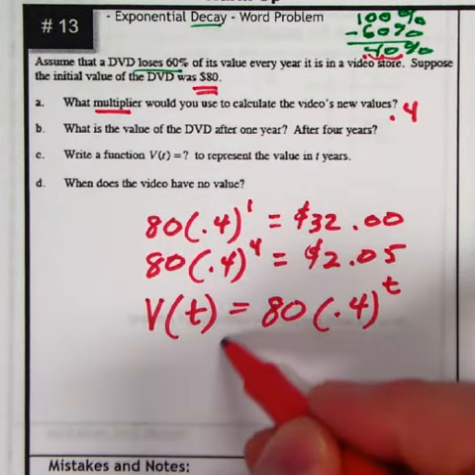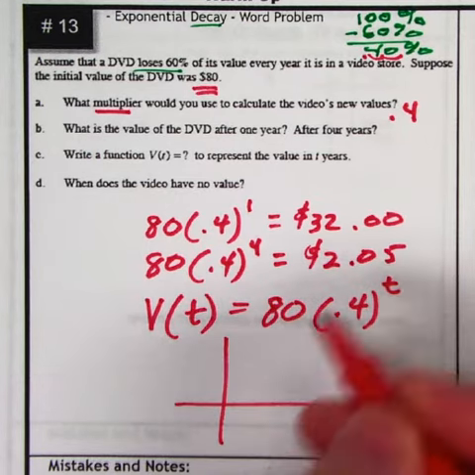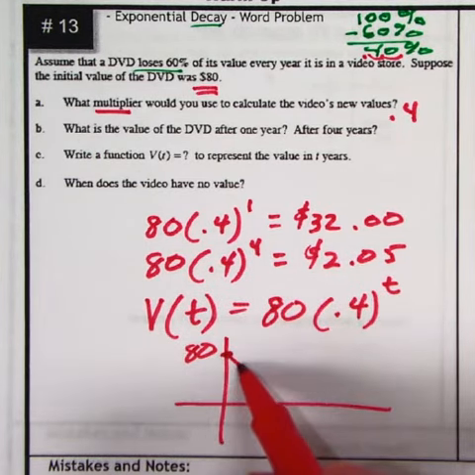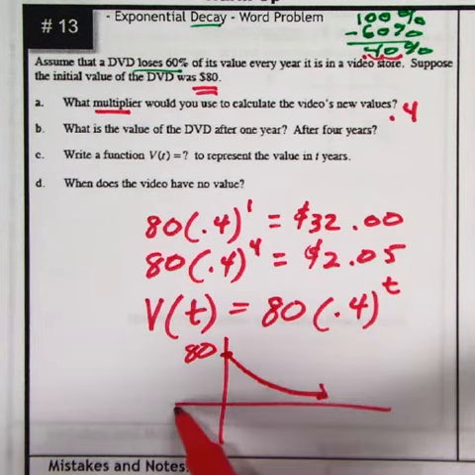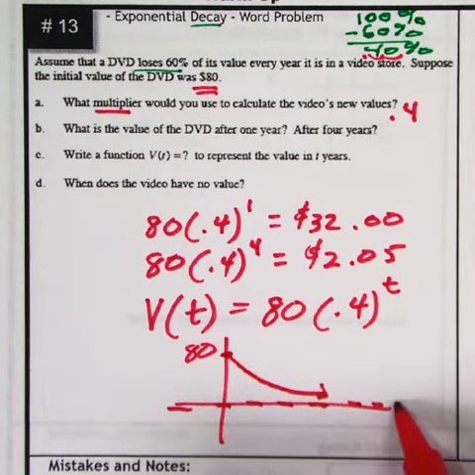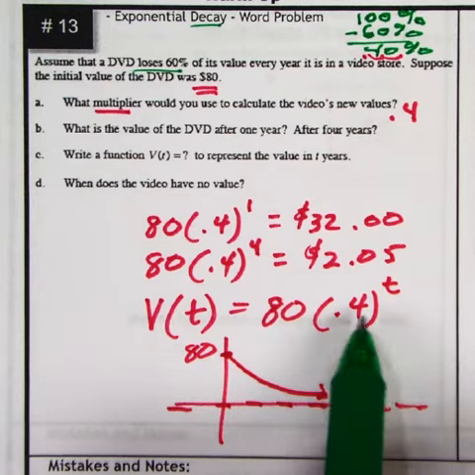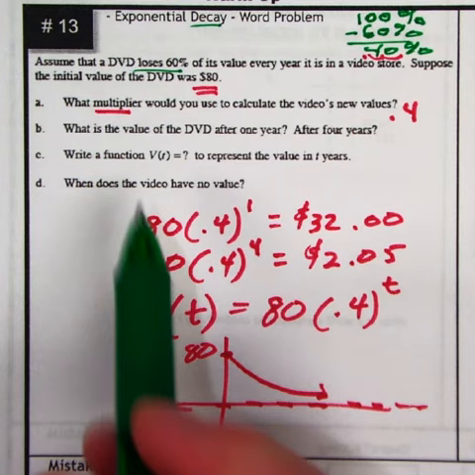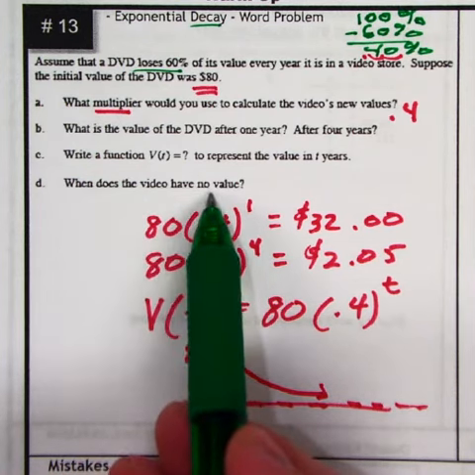Well, we know some things about exponential decay functions. This would start at 80, because that's the initial value. It's multiplying by 0.4, so it's going to curve down like this. It's never going to cross 0. It's never going to hit 0, because you're always going to be taking 0.4 of some value. It's going to get super close, but never touch it. So mathematically, it's never going to hit 0.